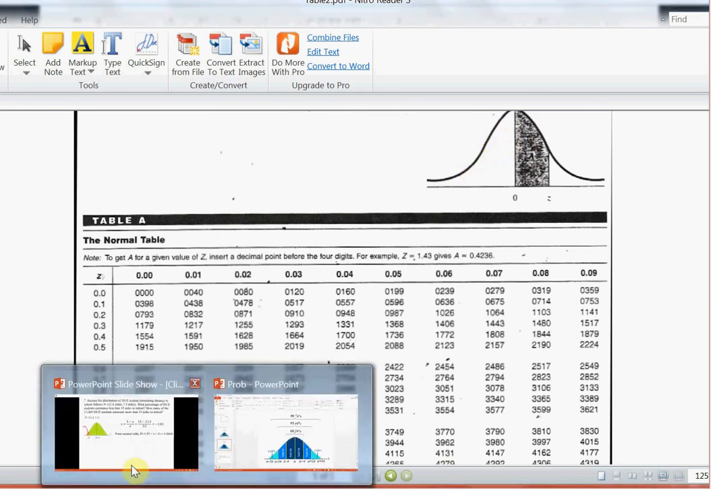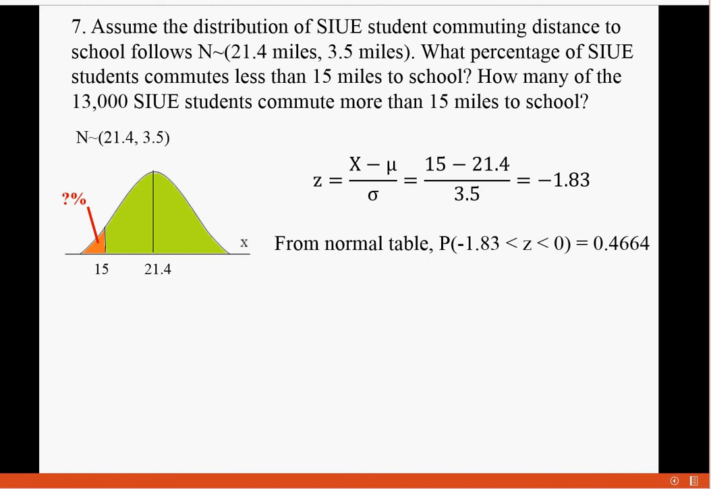In our case, this 46.64% should be right there. That is not what we are looking for, but it is related to what we're looking for. So to find the size of the corner, we just subtract the 46.64% from 50% to obtain 3.36%. So that's the first question.